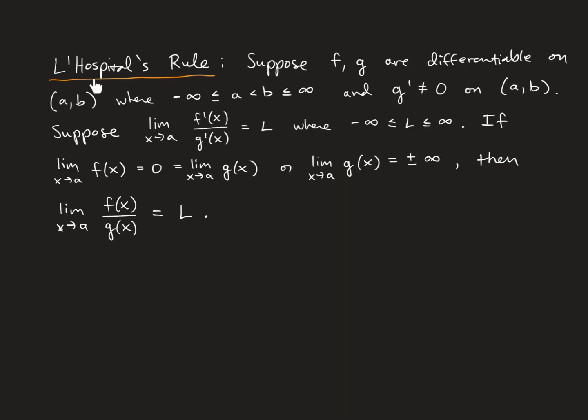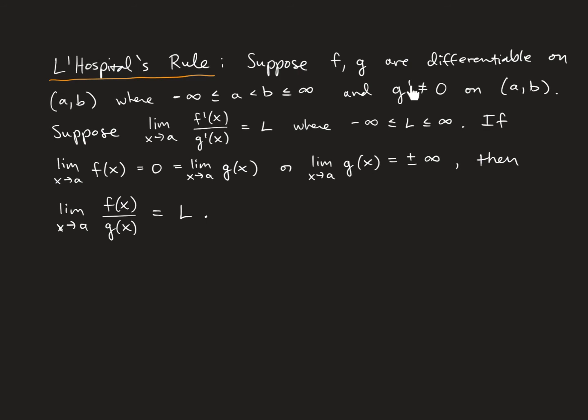Okay, so finally, here's the statement of L'Hopital's rule. We have functions f and g, which are differentiable on some interval, and this interval is possibly infinite. So our a could be negative infinity, our b could be infinity, or maybe it could be finite as well. So any kind of open interval.